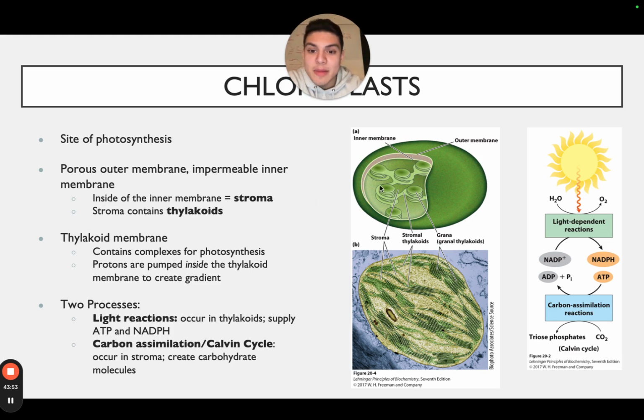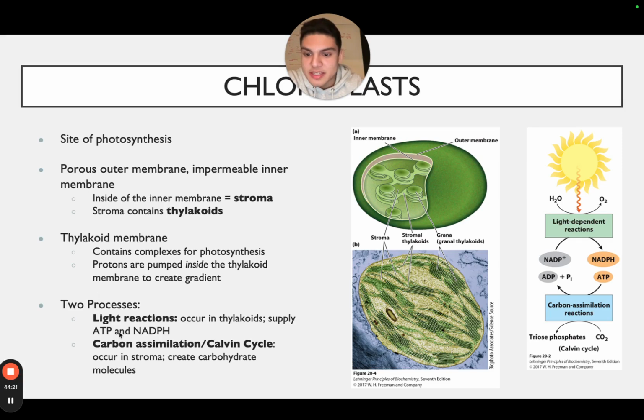Inside the inner membrane, outside of these pancakes, is this green space, which is the stroma. I know I can't highlight it that well. The stroma contains thylakoids, these pancakes, and inside the pancakes is the thylakoid lumen. That's our third membrane: the thylakoids themselves have the thylakoid membrane, which is our third layer, and it separates the lumen, the inside of these pancakes, from the stroma.